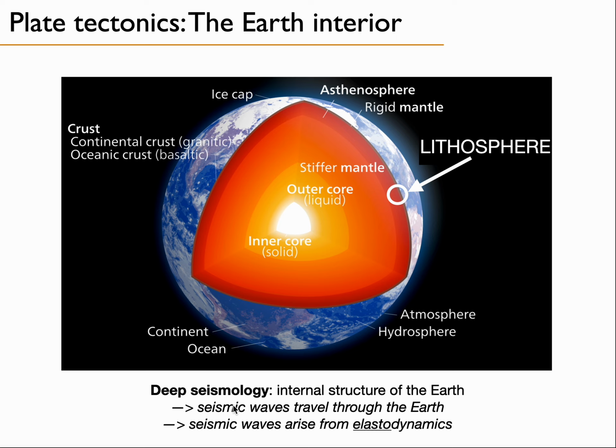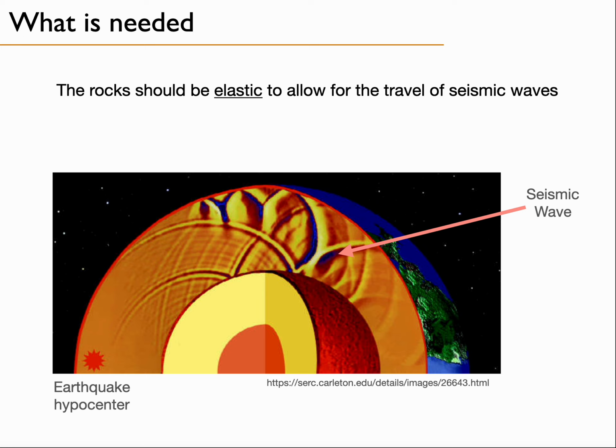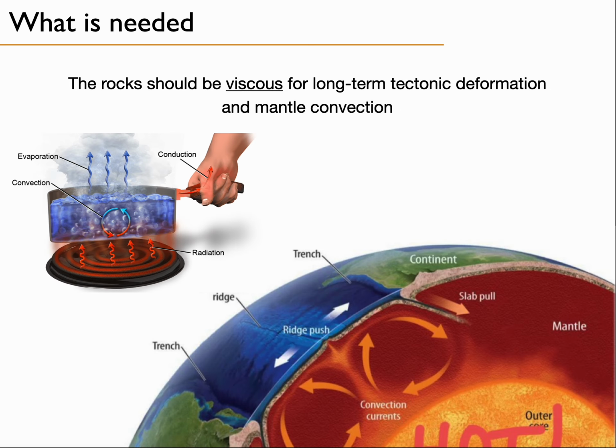So we know that seismic waves travel through the Earth, and seismic waves arise from elastodynamics. So in a way, now we get into the topic. The waves are emitted inside the Earth by, for example, an earthquake hypocenter, and the waves are traveling inside the Earth, and they give us information about the interior of the Earth. But for this phenomenon to take place, we know that the Earth should be elastic. So the seismic wave can only travel if the material is elastic.